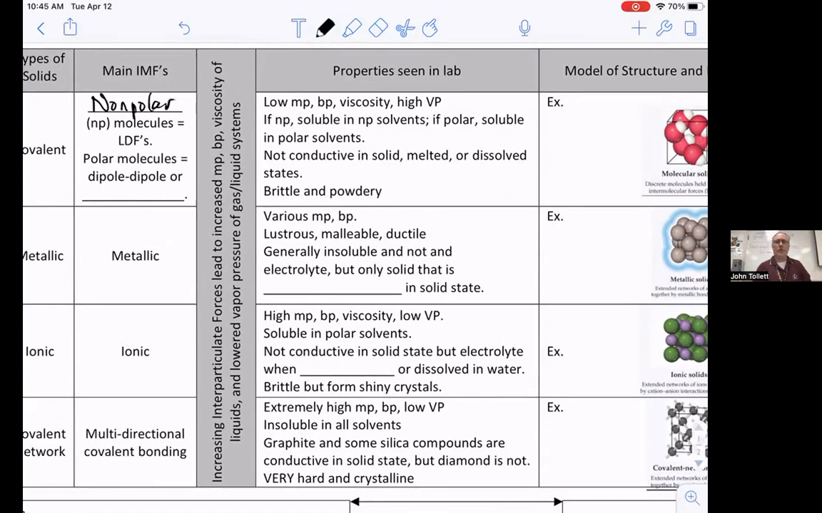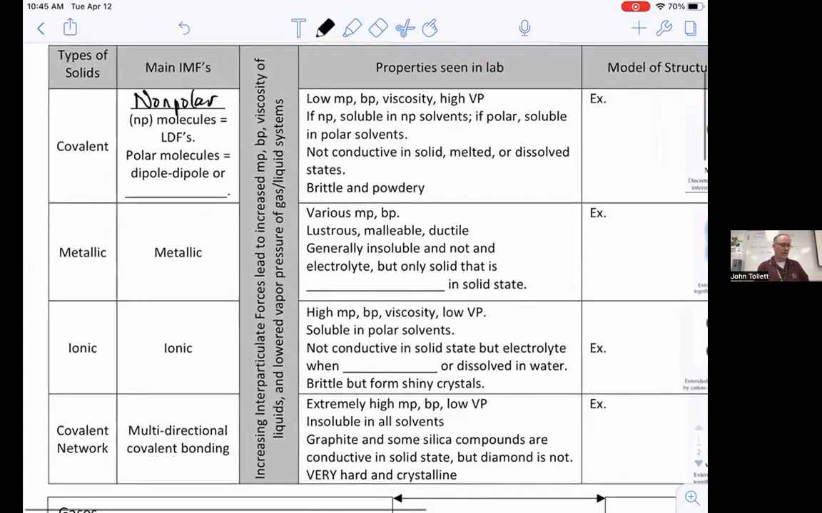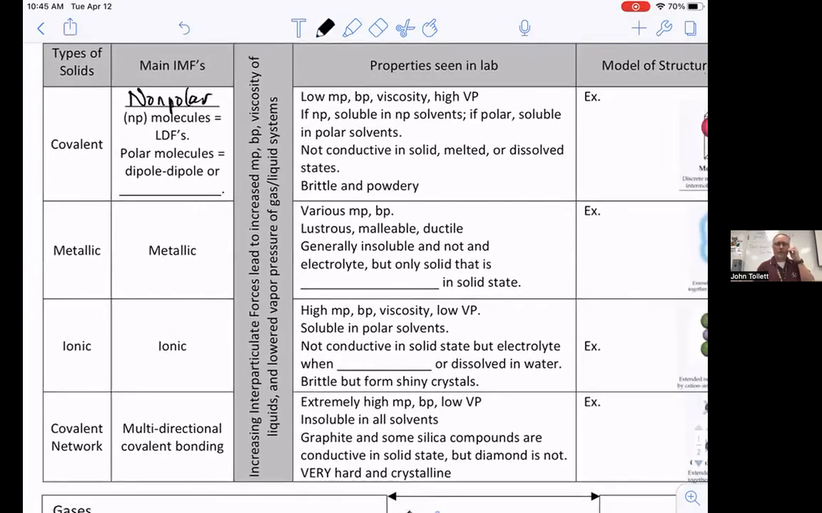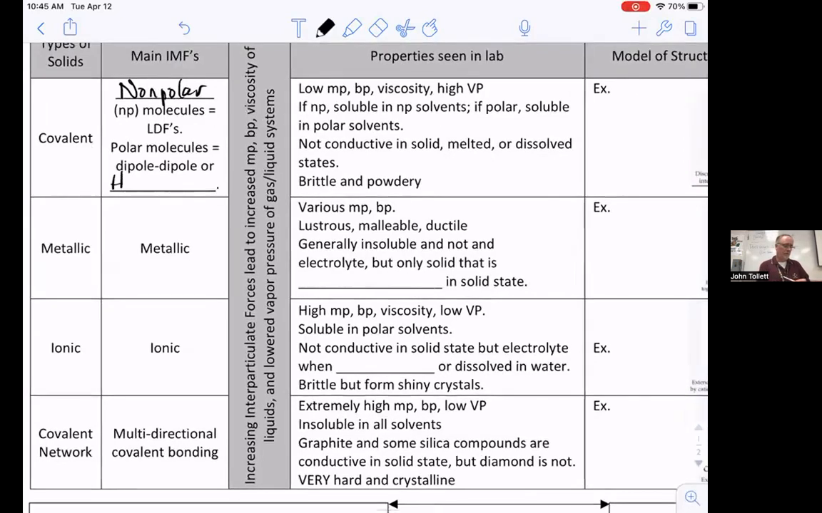Nonpolar molecules are going to only have London dispersion forces. And if you remember, London dispersion forces, which we'll talk about in a little bit, are going to be based on the number of electrons present. So the greater the number of electrons present, the more they're going to have these temporary dipoles and be affected by one another. Others are going to be polar molecules. Polar molecules can have dipole moments, or they could also have intermolecular forces of hydrogen bonding.